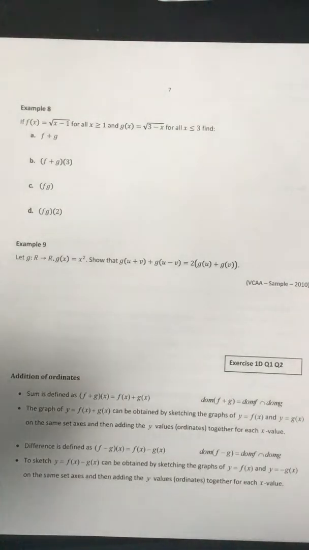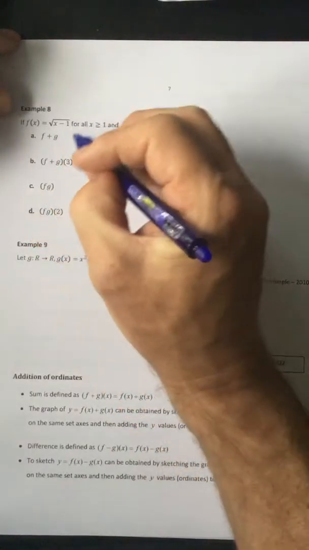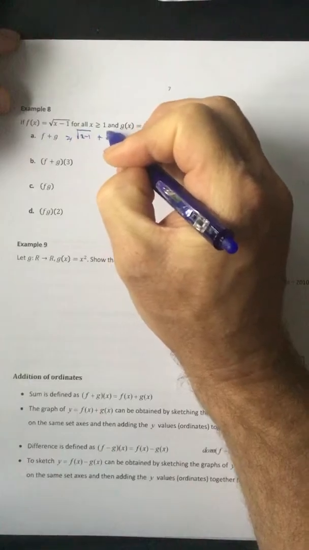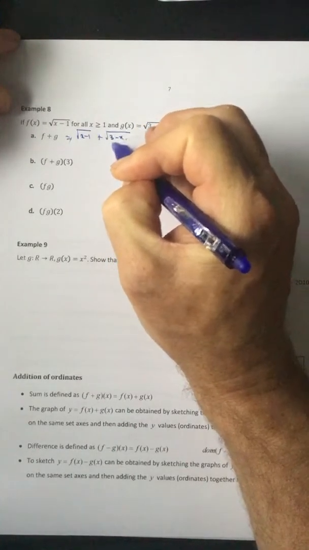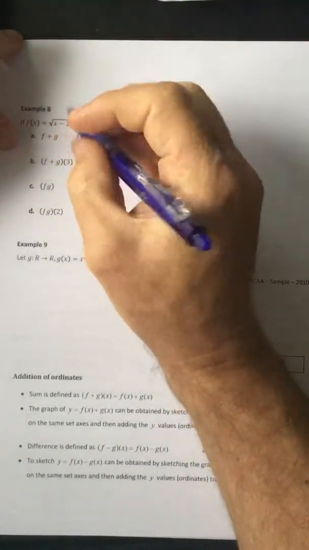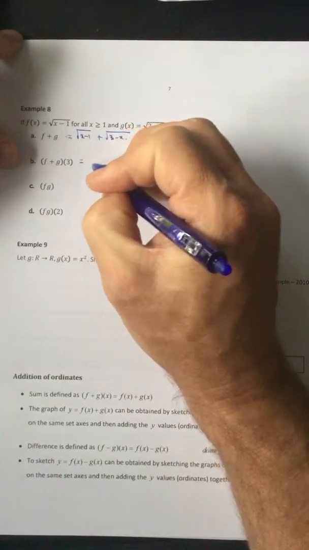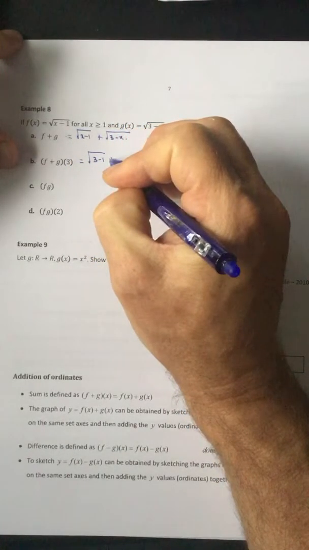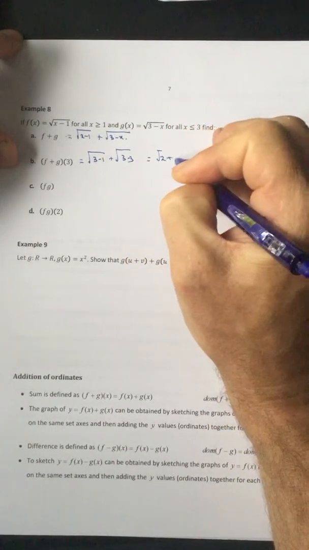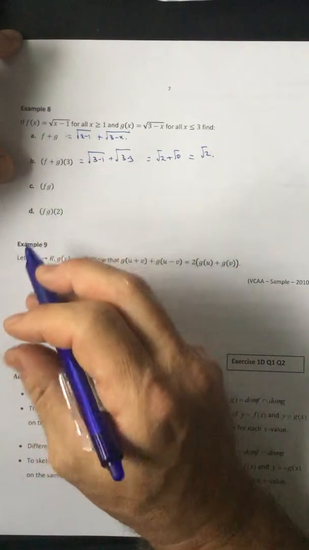So if we have a look at this example now, example 8, we can see the function f plus g. Well, that's just equal to the square root of x minus 1 plus the square root of 3 minus x. So nothing big about that. Tidy that up a bit. So f plus g of 3 is just substituting the function in, which is equal to the square root of 3 minus 1 plus the square root of 3 minus 3, which is root 2 plus root 0, which is simply root 2.